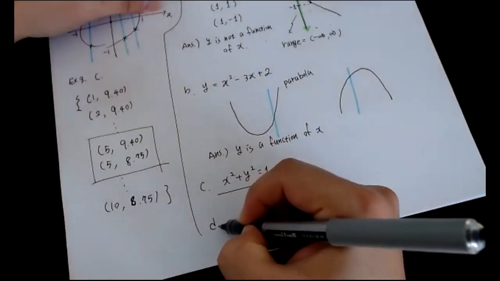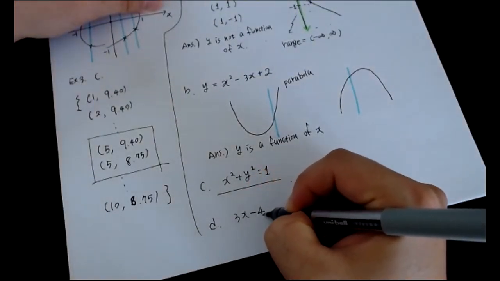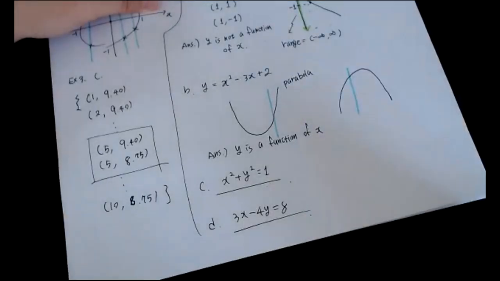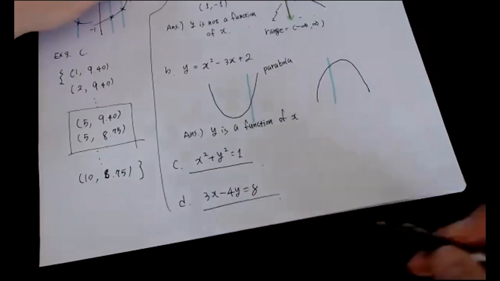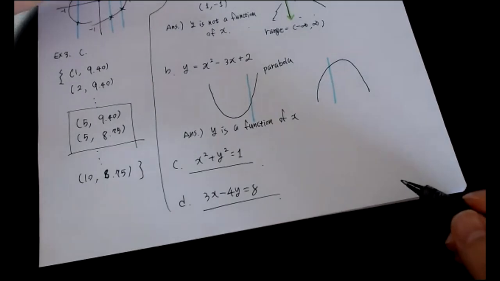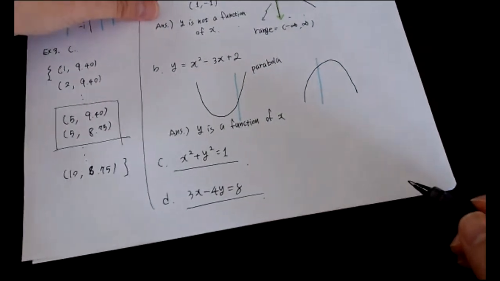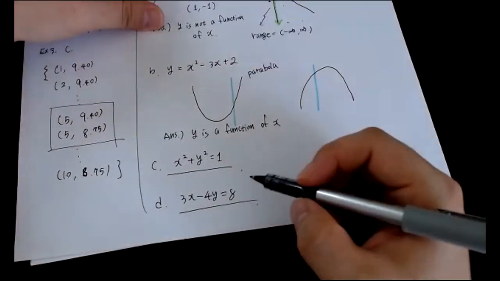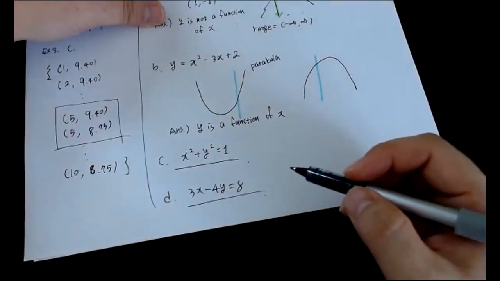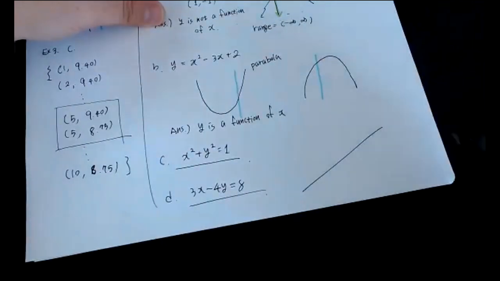D, 3x minus 4y equals a. This is a linear equation, right? So we know the graph of a linear equation is a straight line. Every single straight line is the graph of a function. Why? Because, you know, for example, in this case, the graph must be like this, okay?